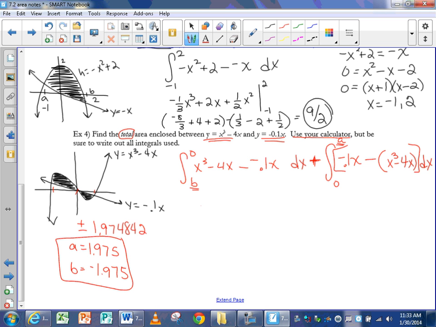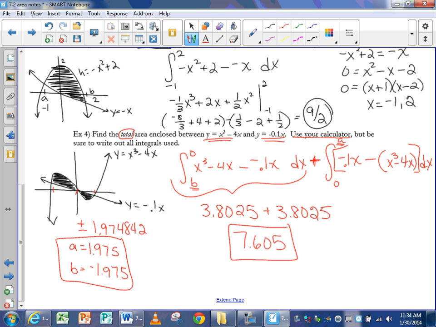This first one is going to give you an area of 3.8025. And the second one is as well, because actually both of those functions are odd, so their areas match up, which gives me a final answer of 7.605. And again, I didn't do this by magic. I put it into the calculator, and it gave me a response. So far, so good. Moving on.